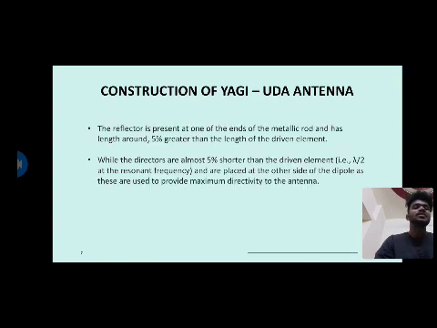The reflector is present at one of the ends of the metallic rod and has a length around 5% greater than the length of the driven element, while the directors are almost 5% shorter than the driven element, i.e. lambda by 2 at the resonant frequency, and are placed at the other side of the dipole, as they are used to provide maximum directivity to the antenna.